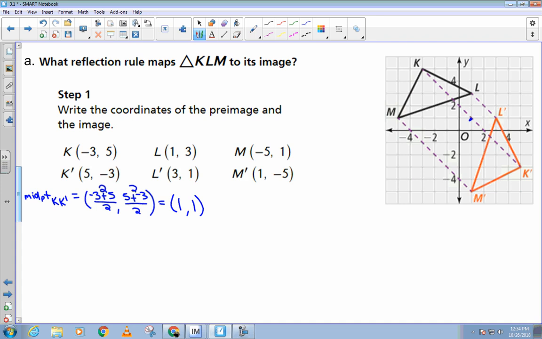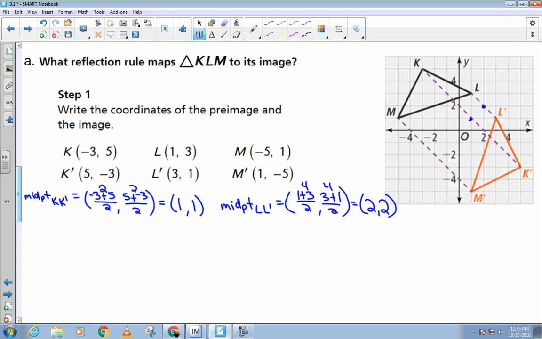Now we want to do the midpoint of L and L prime. Again, we add the x's together: 1 plus 3 divided by 2, and 3 plus 1 divided by 2. And that's 4 divided by 2, which is 2, and 4 divided by 2, which is 2. So that is the midpoint, 2, 2. Now, that's where it's going to reflect over.